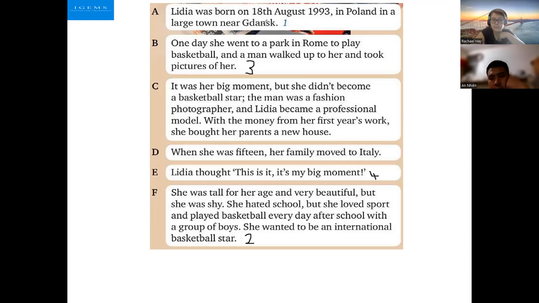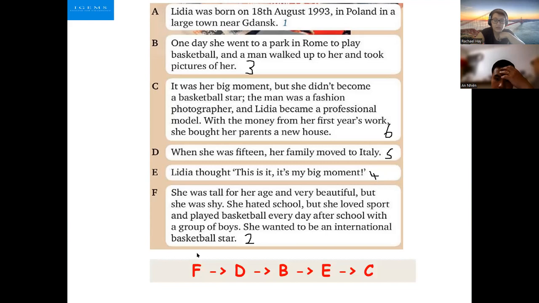Sorry, say that again. D and C. Okay, five and six. Let's see. So F, yes, D. Okay, no. So D is number three. D is number four. E is five. And C is six. Good.